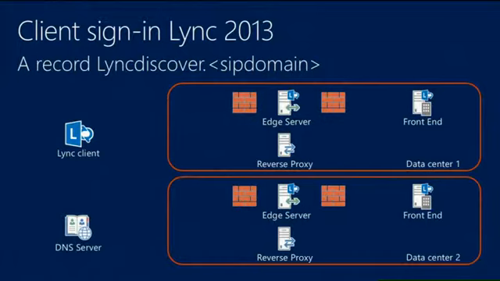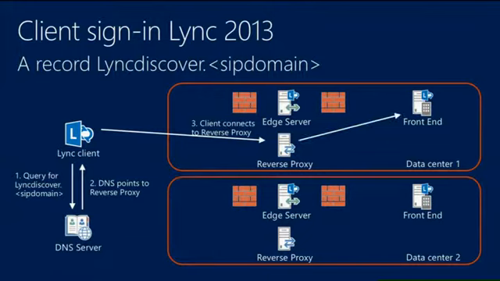The Lync client in the internet knows only it needs to go to Microsoft.com. So it connects to the DNS server, and now it queries for an A record. The A record is called lyncdiscover.microsoft.com. The DNS server will return the record. It will point to one of my reverse proxies. So now the client goes to the reverse proxy. The reverse proxy proxies the traffic to one of the internal servers and calls a web service there.